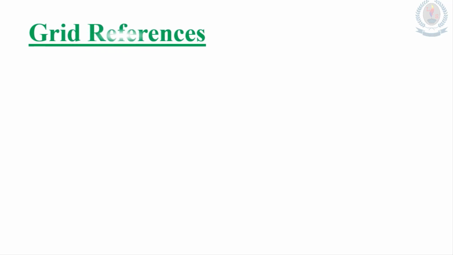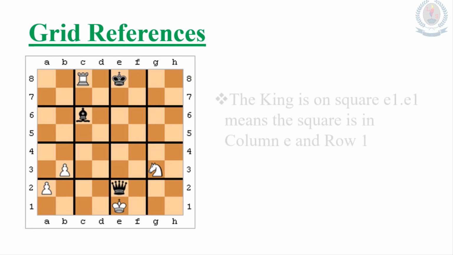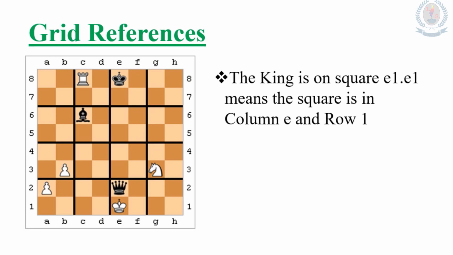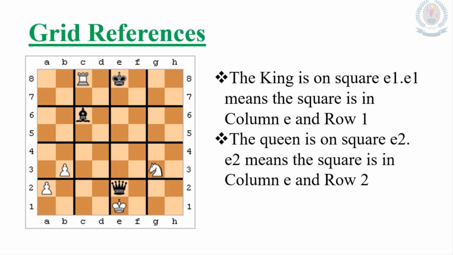Our first topic is grid references. Now look at the grid. The king is on square E1. E1 means the square is in column E and row 1. Okay, now look at the queen. The queen is on square E2. E2 means the square is in column E and row 2.